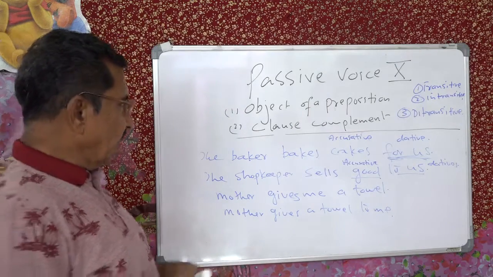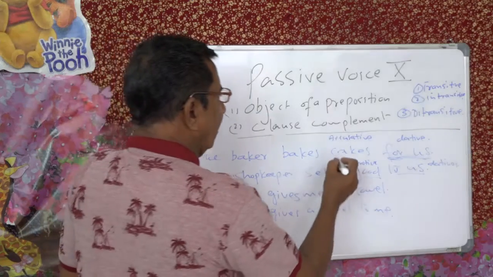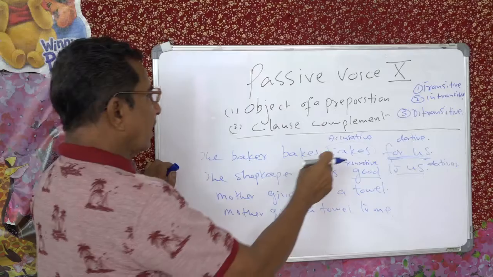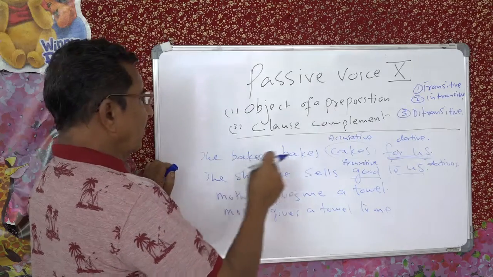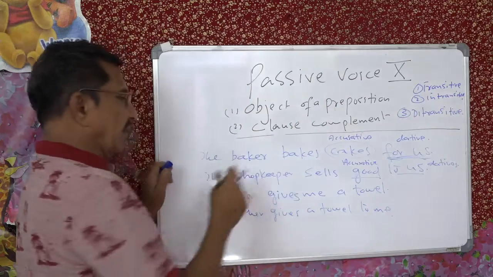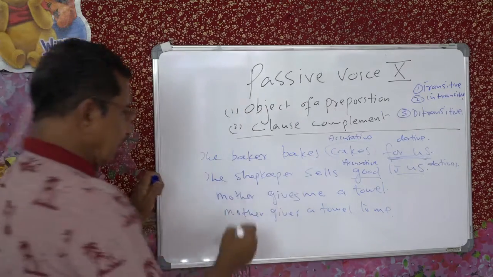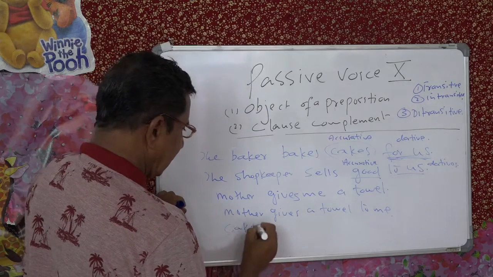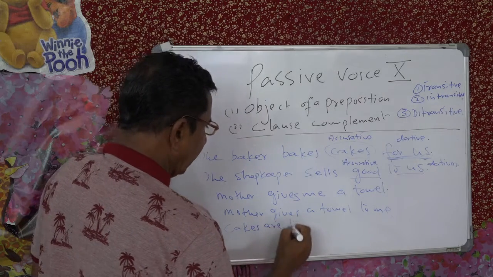On the other hand, you should always take what we call the accusative. So cakes are baked for us by the baker. Okay, I will write it here for you. Cakes are baked.